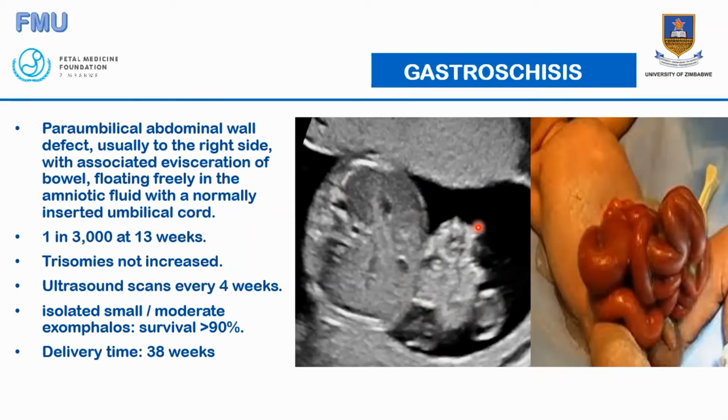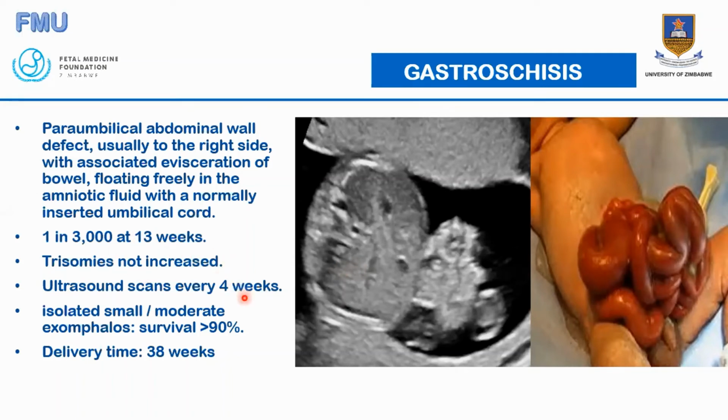So how common is it? 1 in 3,000 at 13 weeks. Of course, it's less at birth because some may have other complications, fetal growth restriction, some may die from other causes. But the number of those who die is less than for exomphalos, because of trisomy 13 and 18. The risk of trisomy is not increased, so we do not offer them amniocentesis. These cases, we reassure them if it is isolated. However, if it is associated, we have to offer them amniocentesis for karyotyping.